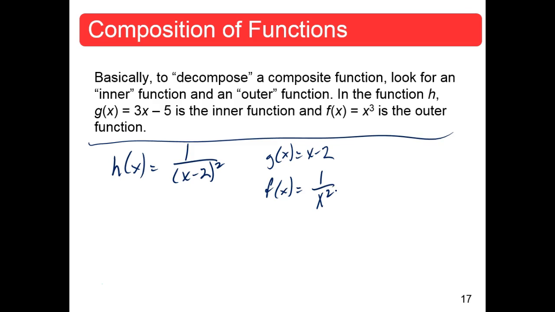That's it. You could have said the inner function was (x minus 2) squared, and the outer function was 1 over x. That would work too. So there's more than one way to do it. You could actually make this a composition of 3 functions. The intermediate inner function would be x squared, and then the other one would be 1 over x. So you can do it as many times as you wish. They did it the way you did.